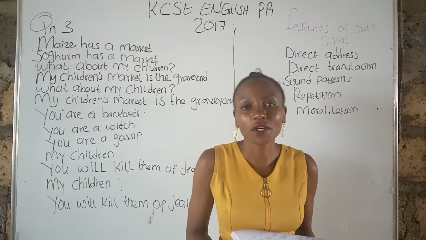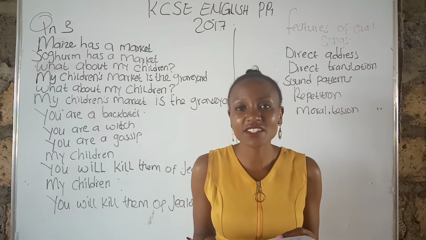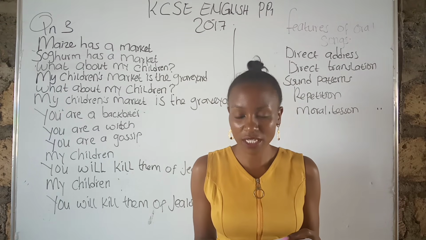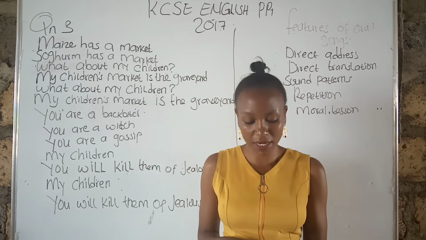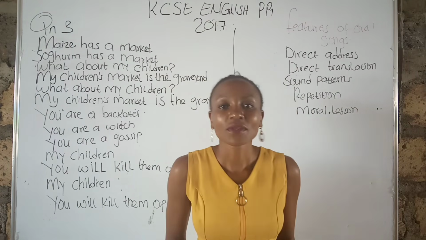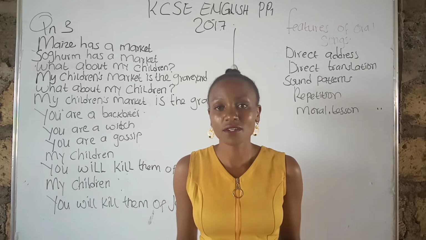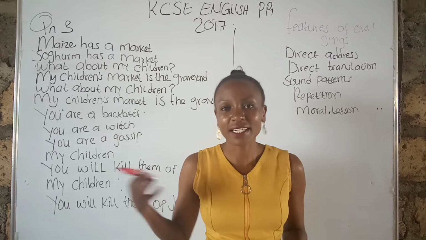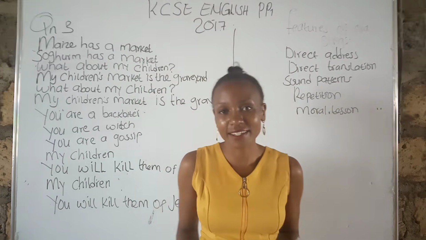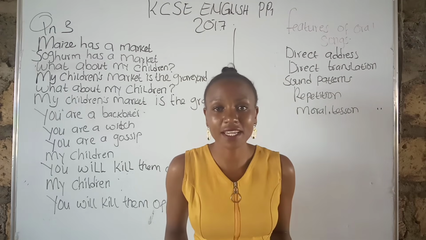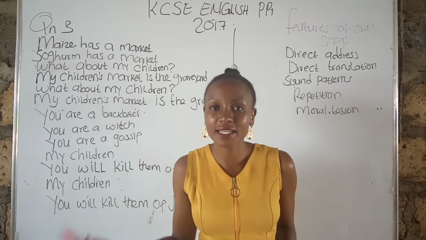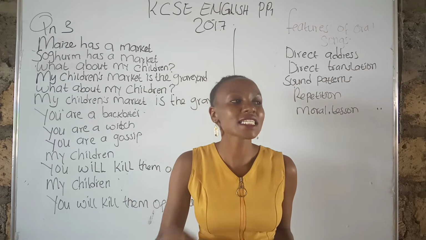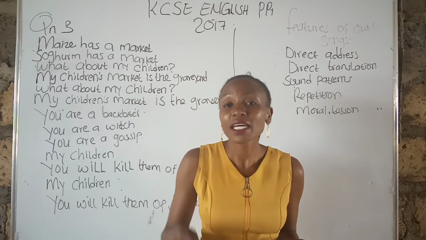The poem that I'm having on the board. The first question: with an illustration in each case, identify any 3 features that contribute to the oral nature of the song above, 6 marks. Before I give you the answer, I'm going to talk about features of oral songs, and we have several. 1, we have direct address, or in other words, something like a dialogue. 2, we have direct translation, that is self-explanatory. 3, we have the sound patterns: alliteration, assonance, consonance, onomatopoeia, rhyme, idiophones.